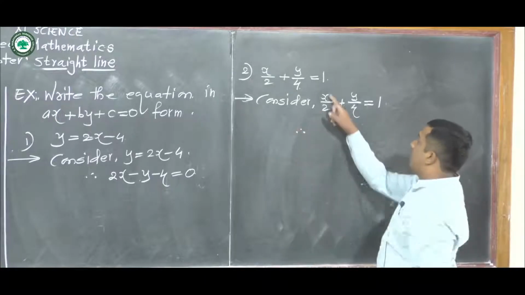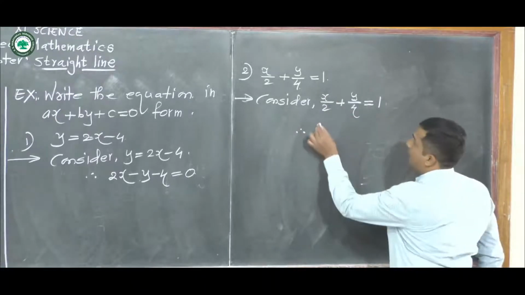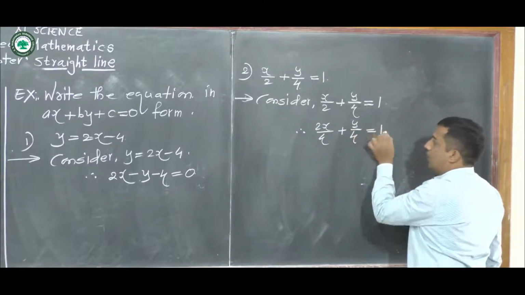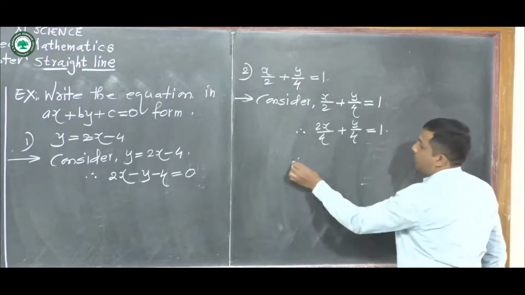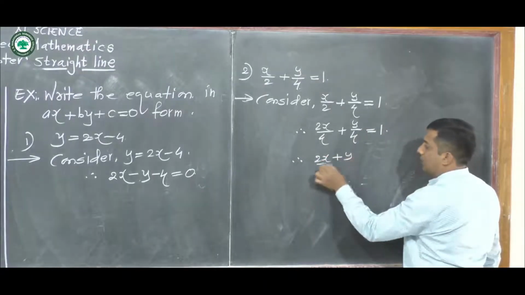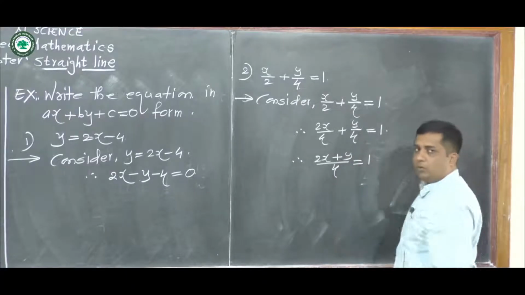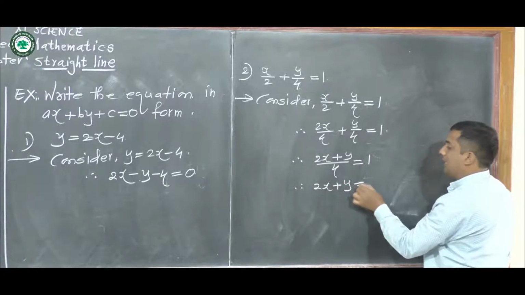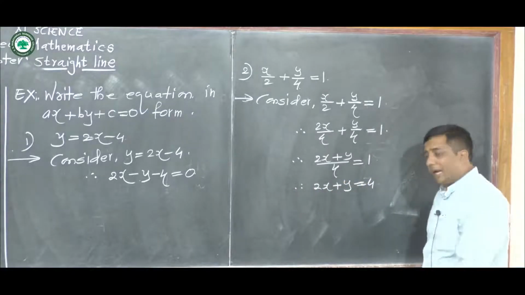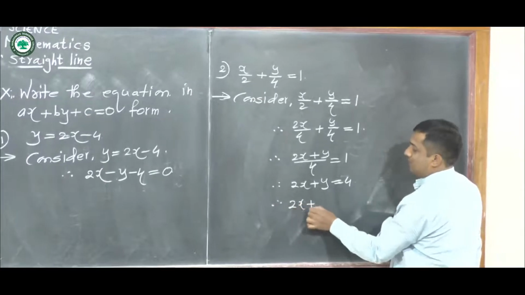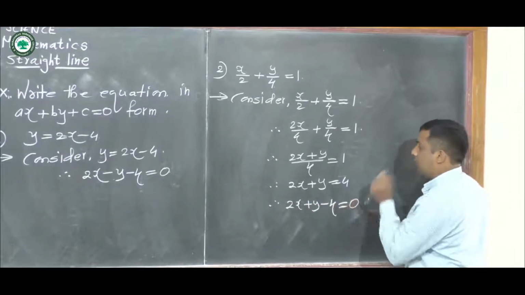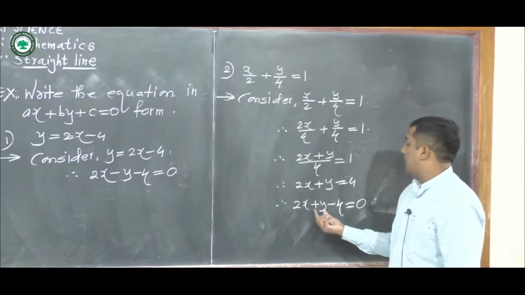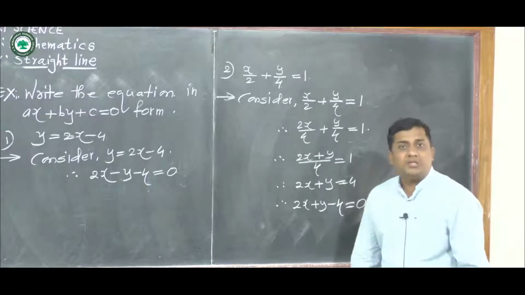So we multiply the first part by 2 by 2. If we multiply, we get 2x upon 4 plus y upon 4 is equal to 1. Then we get 2x plus y, divided by 4, is equal to 1. And in the last, 2x plus y is equal to 4. Again, I write one more step: 2x plus y minus 4 is equal to 0. Now this equation is in the form ax plus by plus c equal to 0.